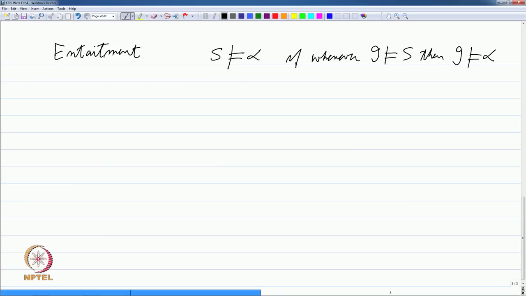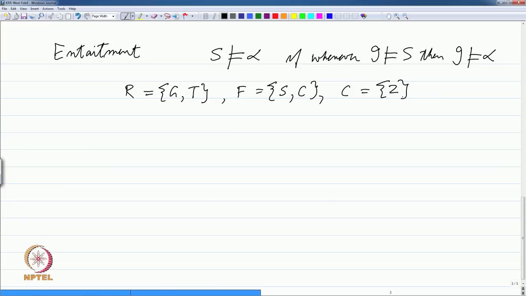Now, just to distinguish between the syntax and the semantics part of it, let us say we define a simple language in which R has two relations, let us say G and T, it does not matter, and the set F has also two function symbols, let us call them S and C, and the set C has one symbol, let us just call it Z. So, once I have defined these three sets, the set of relation symbols, the set of function symbols and the set of constant symbols, and of course the set of variables, I can always write formulas.